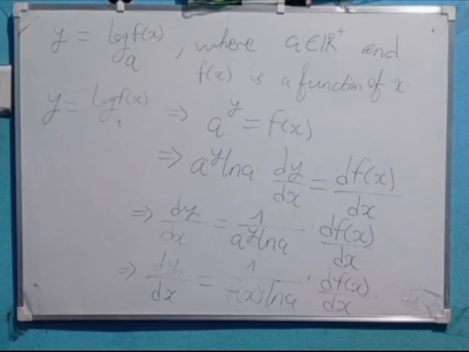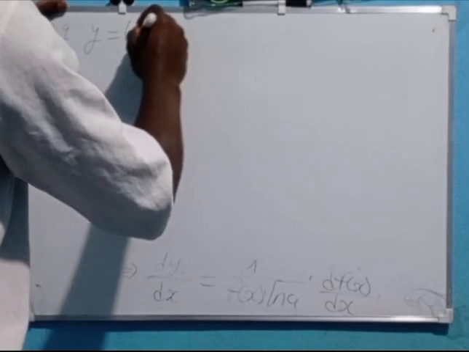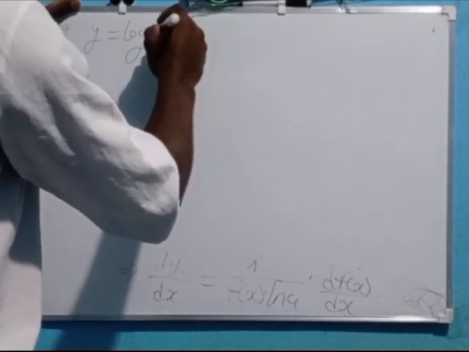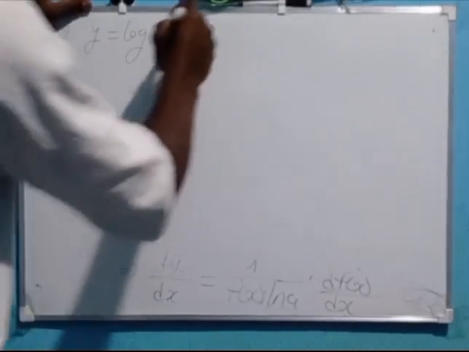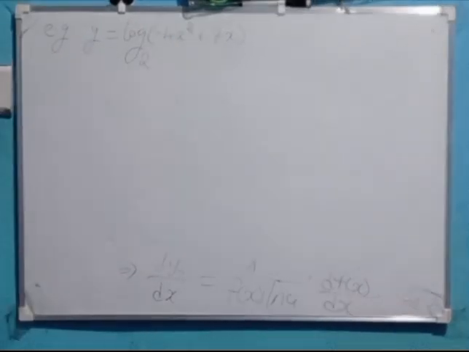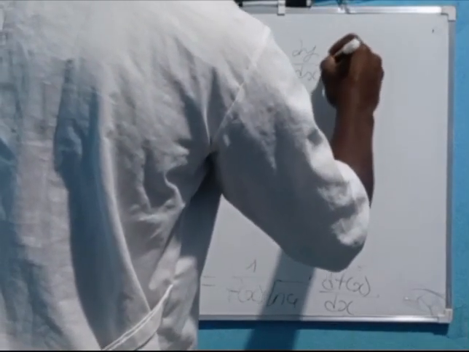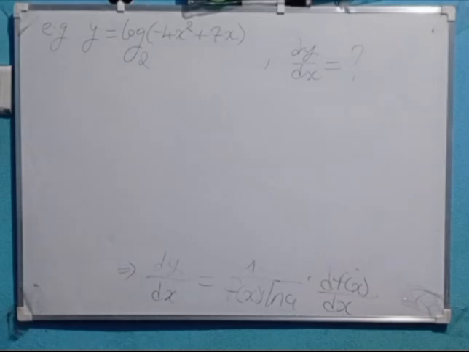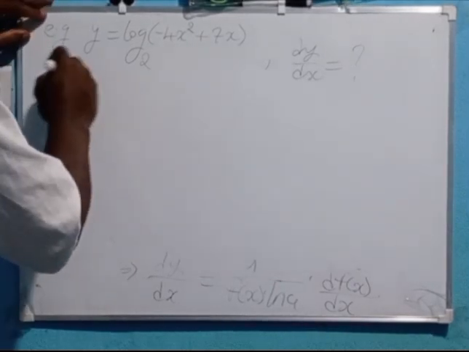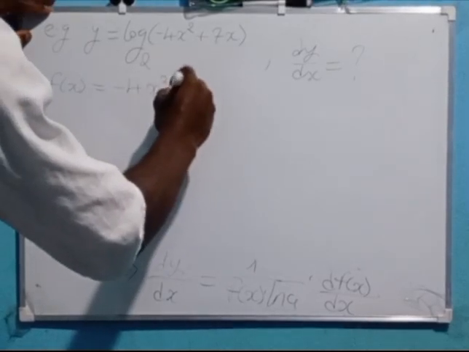Now let's take an example. We see how to apply this formula and get the derivative. We take this example: y equal to the log of -4x squared plus 7x base 2. We have to find dy on dx. First step, we need to start by identifying the function f of x. F of x is simply equal to what we have in brackets here, which is -4x squared plus 7x.